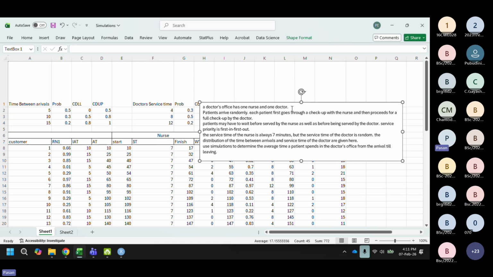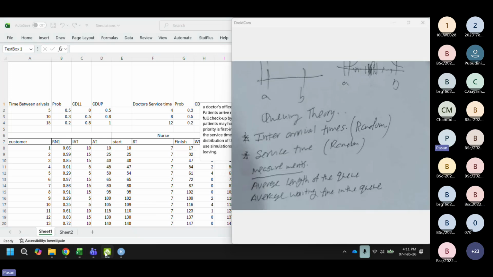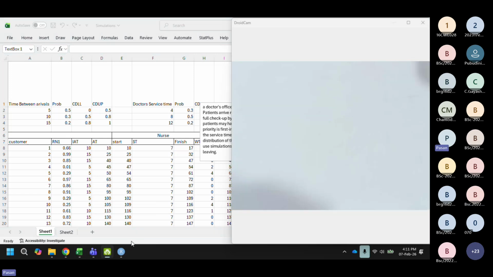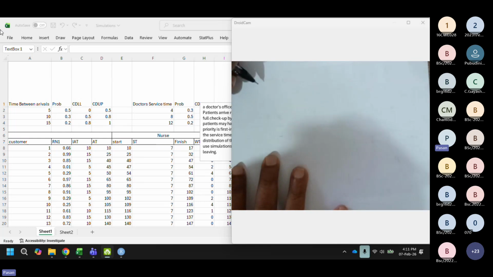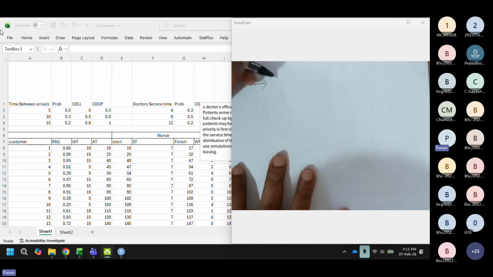And then what we do is, as the people come in, right? First they are going to be checked by the nurse, and then they're going to be checked by the doctor. So what happens is, once people come in, right? Once the person comes in, first they have to meet the nurse, right?